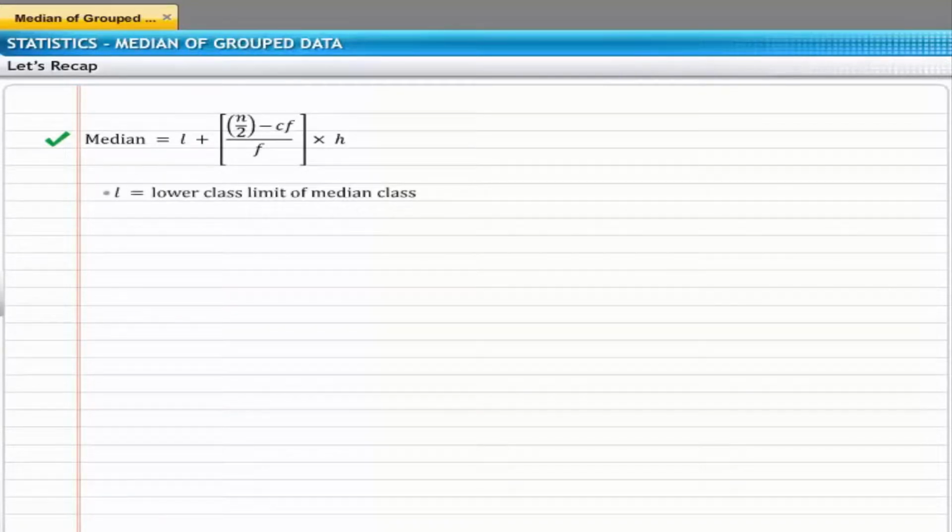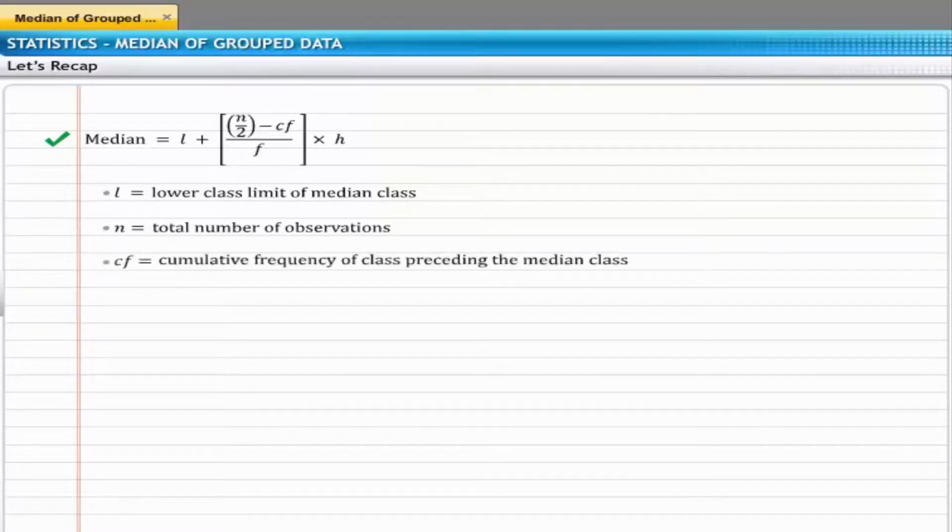In this formula, L is the lower class limit of median class. N is the total number of observations. CF is the cumulative frequency of class preceding the median class. F is the frequency of median class. H is the class size of class intervals.